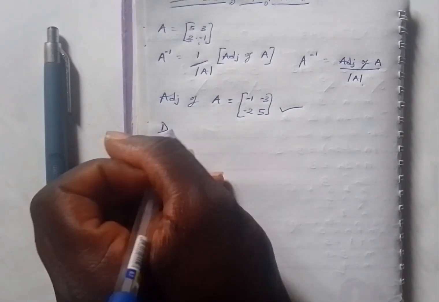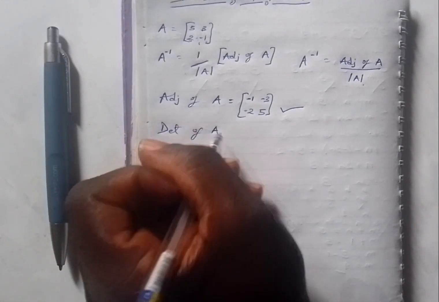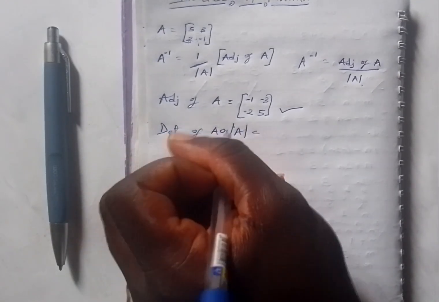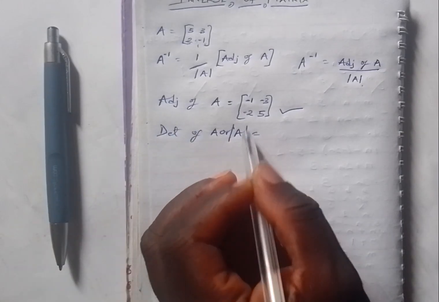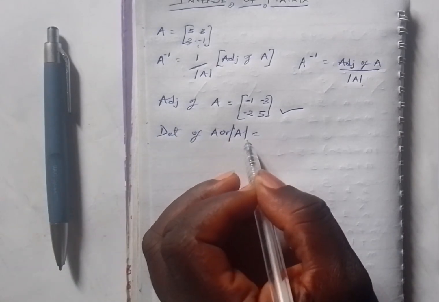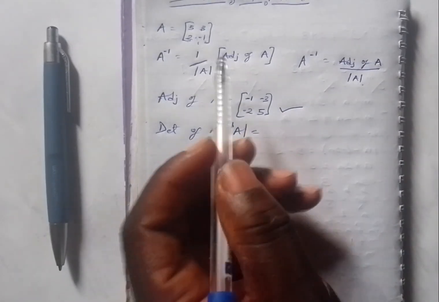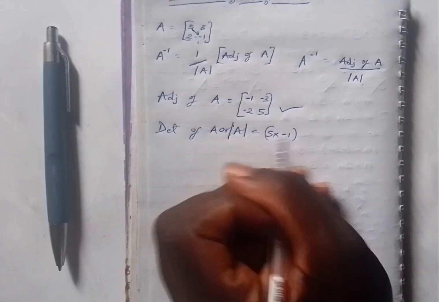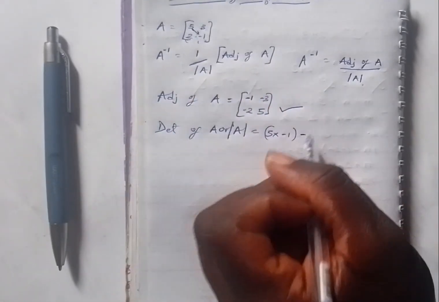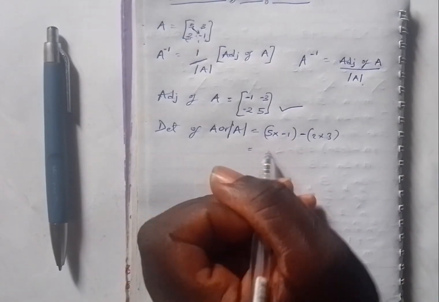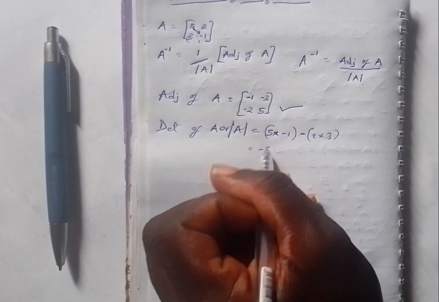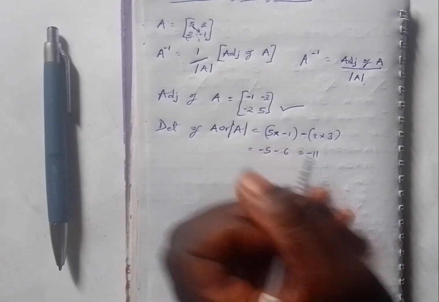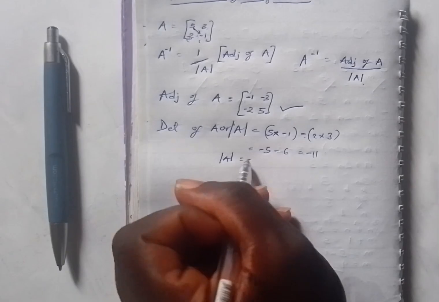The determinant of the matrix, which is the same thing as this thing. Or, that's why I said or. Determinant of the matrix A, or this symbol is still determinant of the matrix A, will simply be, I've done it before, 5 times minus 1, then minus 2 times 3. So that is 5 times minus 1 is minus 5, and minus 2 times 3 is 6. So the determinant is minus 11. The determinant of the matrix is minus 11.